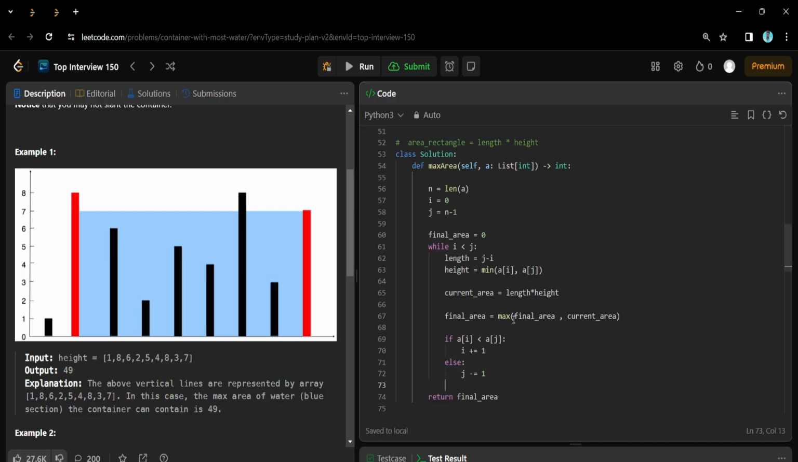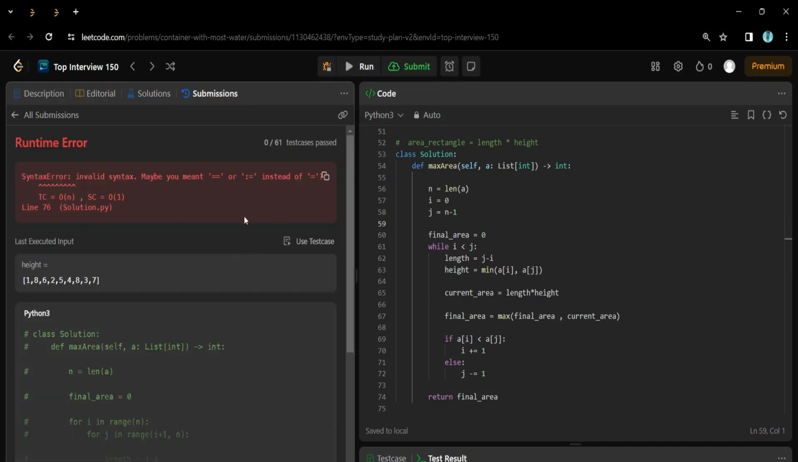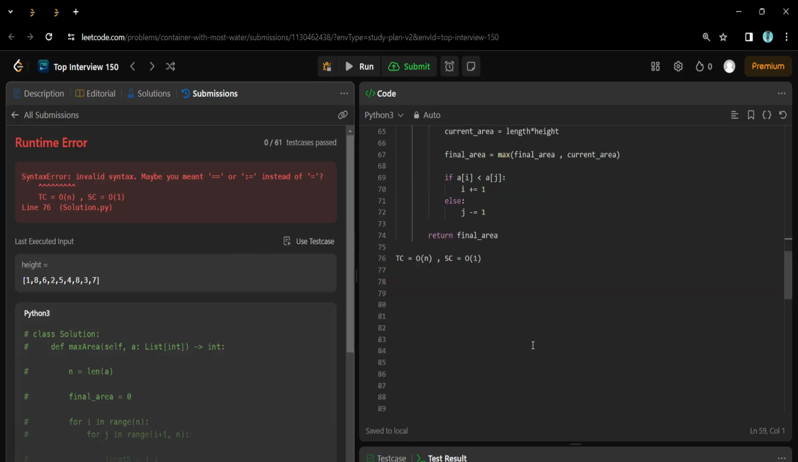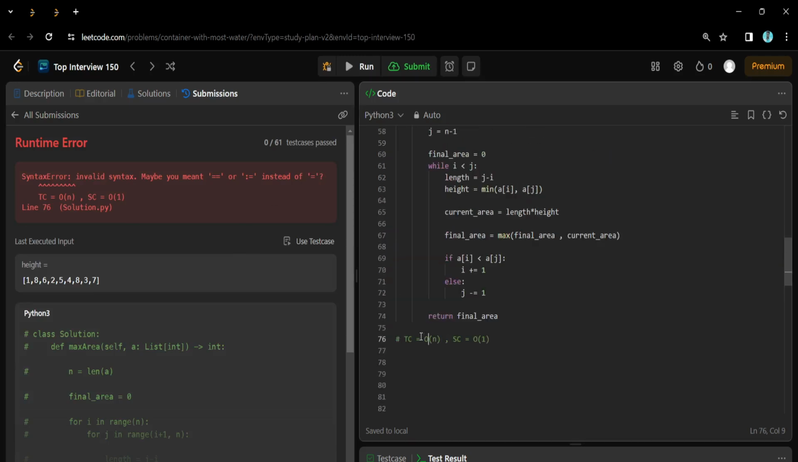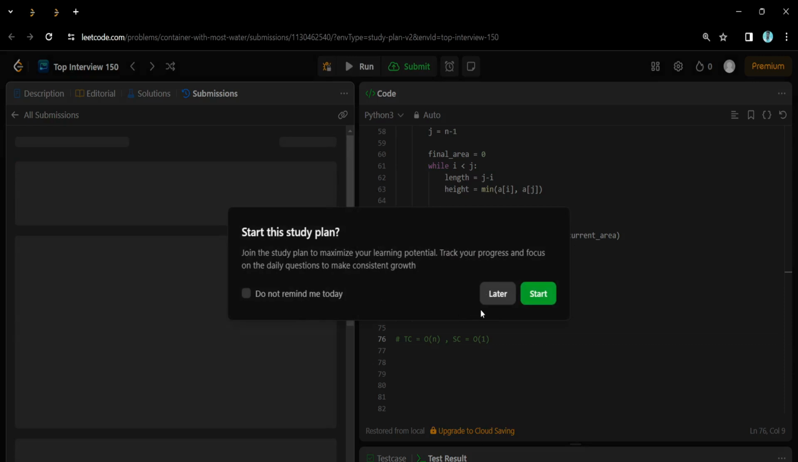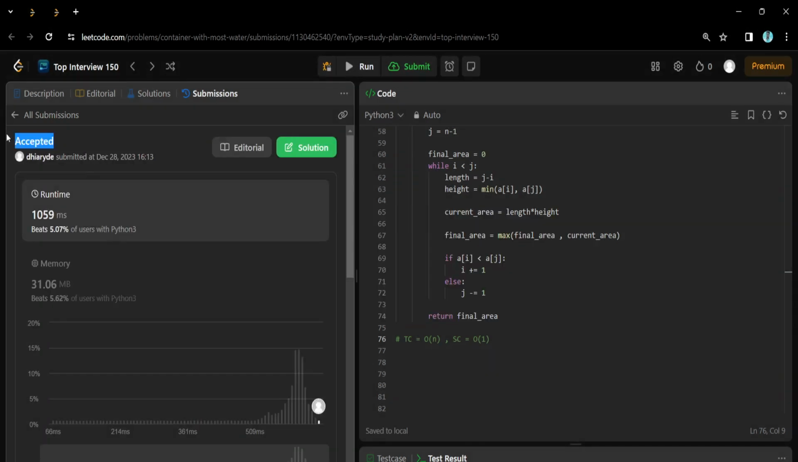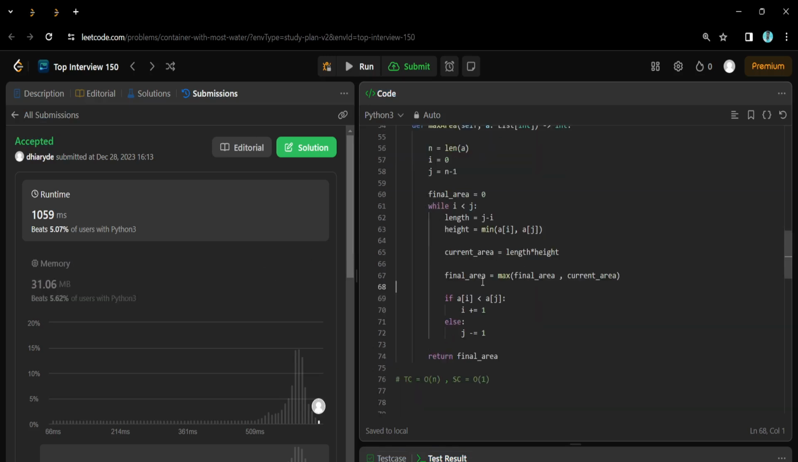Let's run this and see if this is getting accepted or not, right? Let's submit this. Okay, we need to comment this. Let's submit it. See, this got accepted, right? So yes, we have solved this. You can just copy paste this solution in your console also and try it, right?